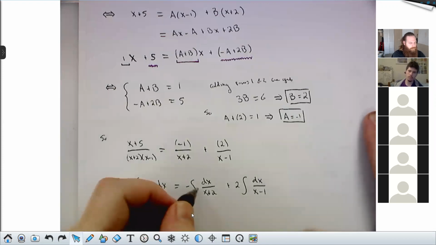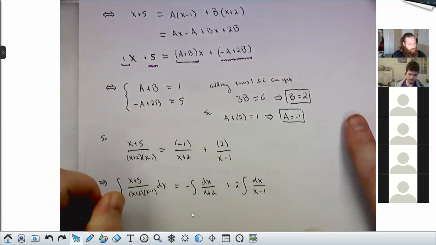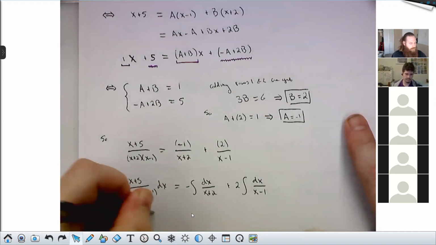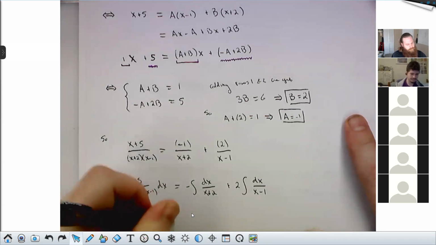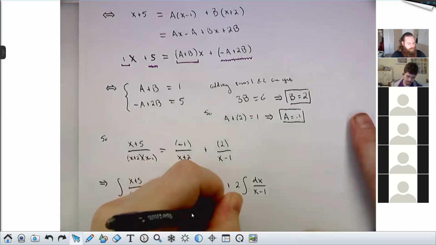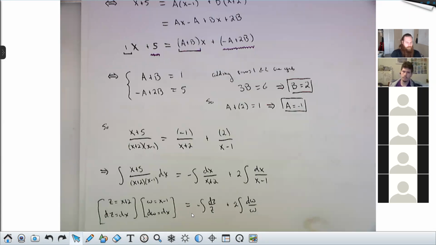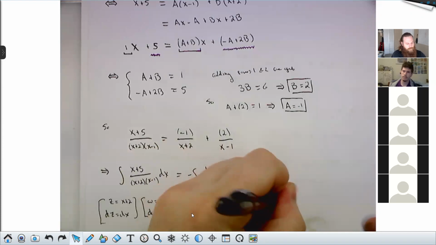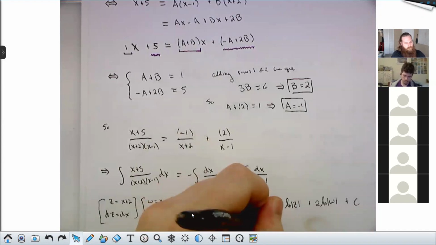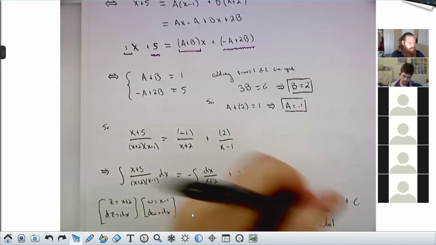In the first integral, I'll make a substitution for the bottom. In the second integral, I'll make a substitution for the bottom. So in the first guy, I'll let z be x plus 2, dz is dx. In the second guy, I'll let w be x minus 1, dw is dx. So this will become negative integral 1 over z, or just dz over z, plus 2 integral dw over w. And then just to save the paper here, this is negative ln abs z plus 2 ln abs w plus c, which is negative ln abs x plus 2 plus 2 ln abs x minus 1.